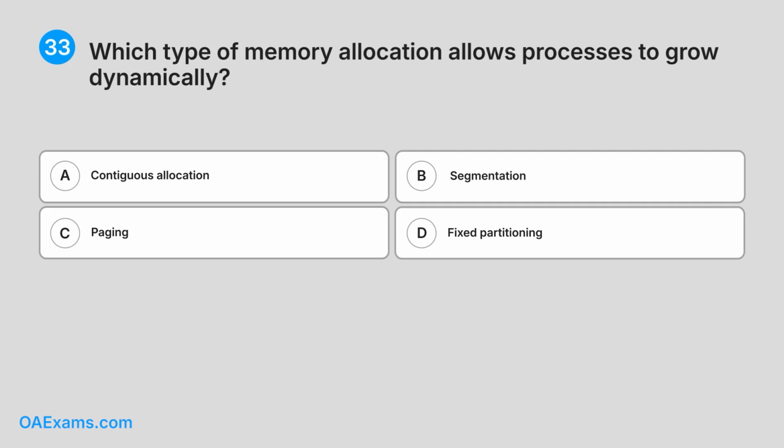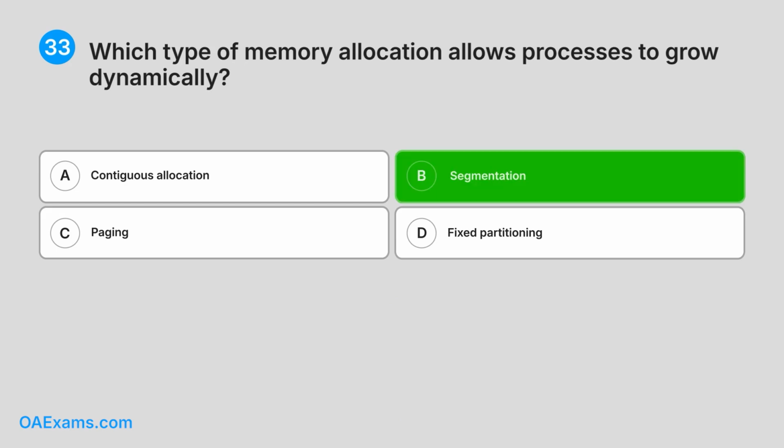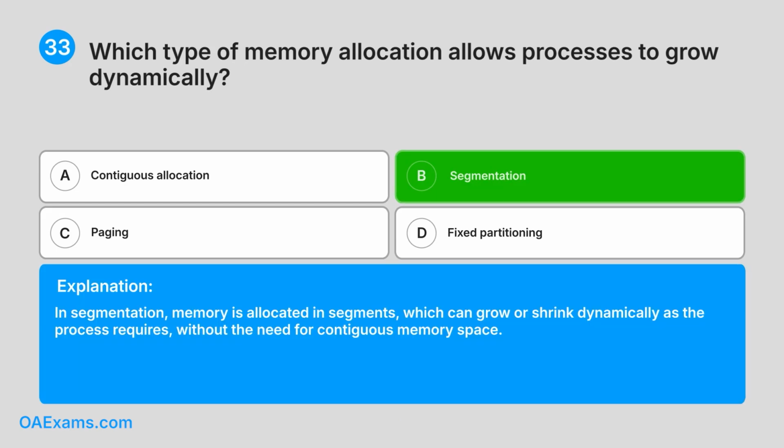Correct answer. B. Segmentation. Explanation. In segmentation, memory is allocated in segments, which can grow or shrink dynamically as the process requires, without the need for contiguous memory space.